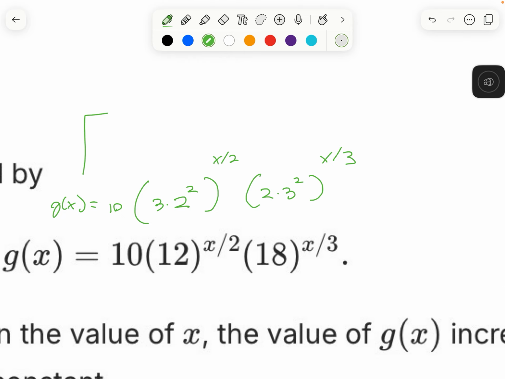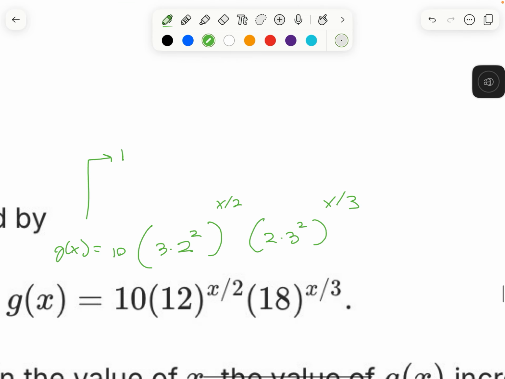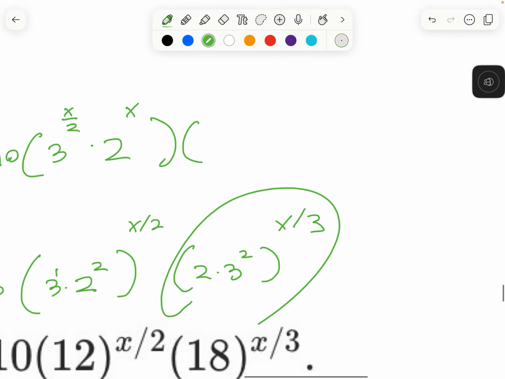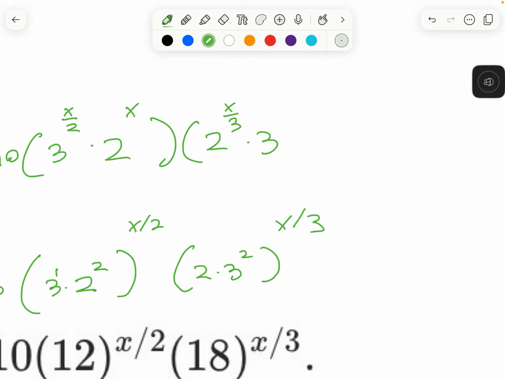We still have to simplify in a way where this becomes 3 to the x over 2, because remember exponent properties: you multiply this exponent by the inside ones. And then this becomes 2 to the x, because 2 times x over 2 is just x. And likewise for the second base part here, this is 2 to the x over 3 times 3 to the 2x over 3.